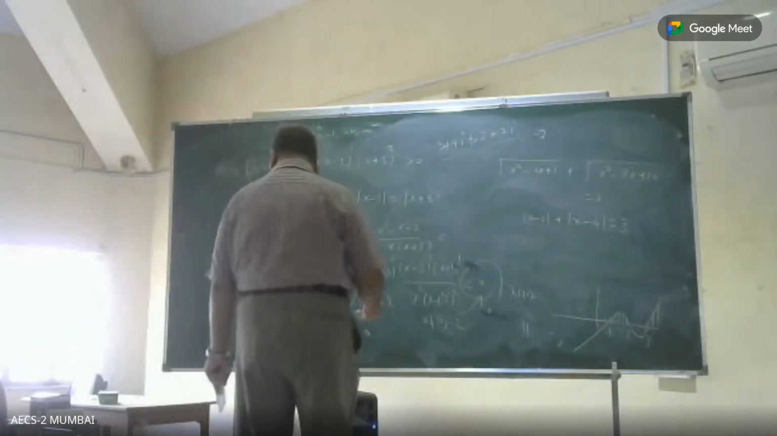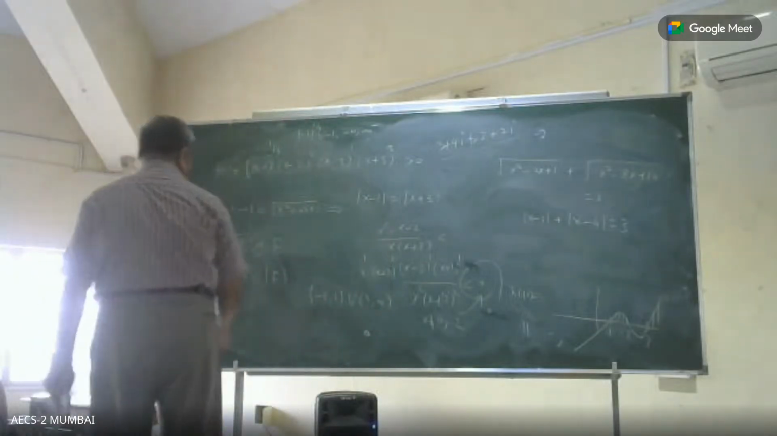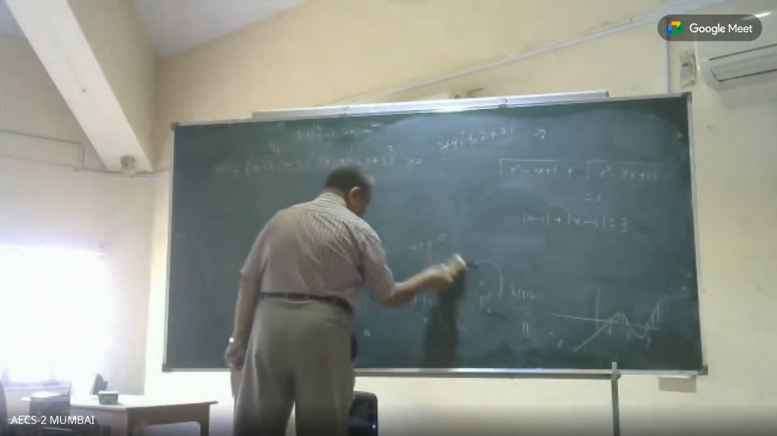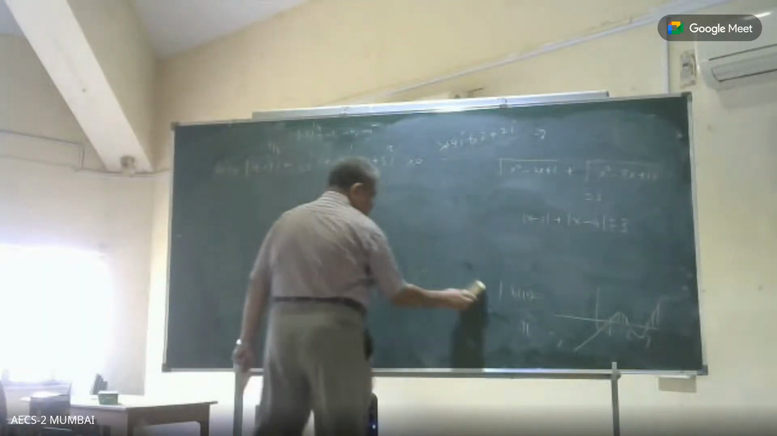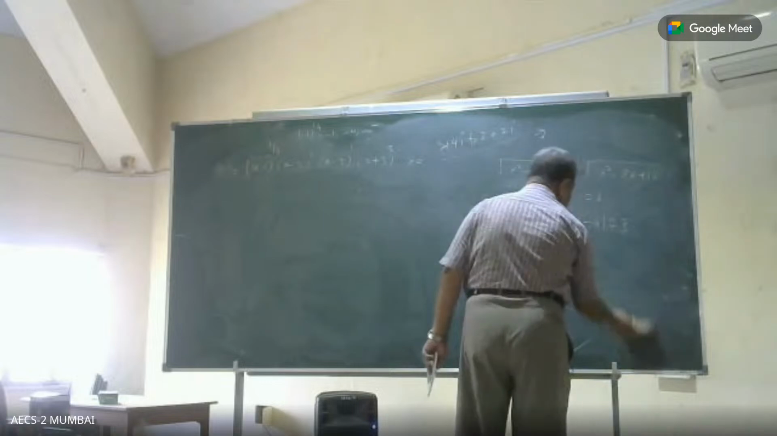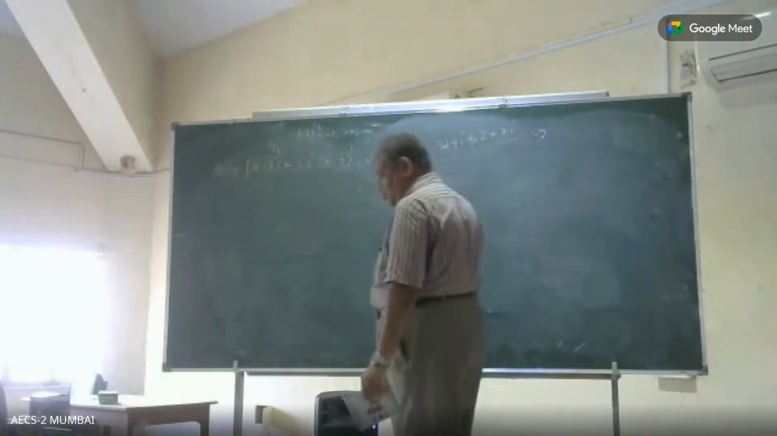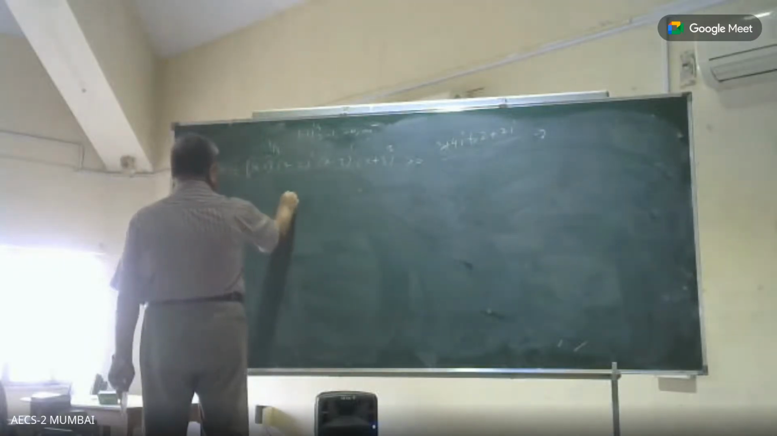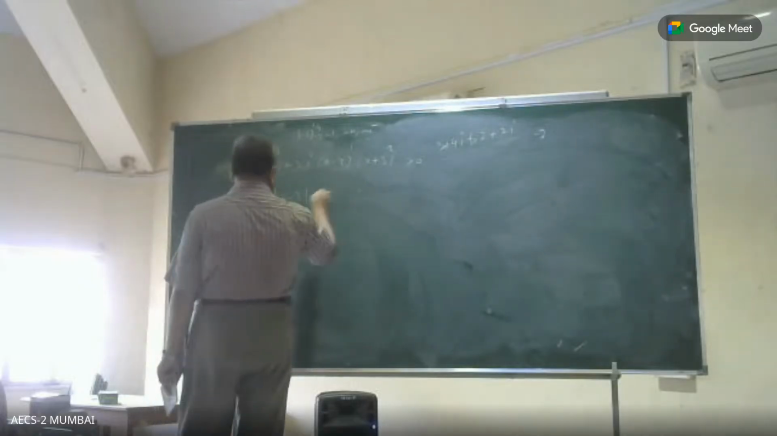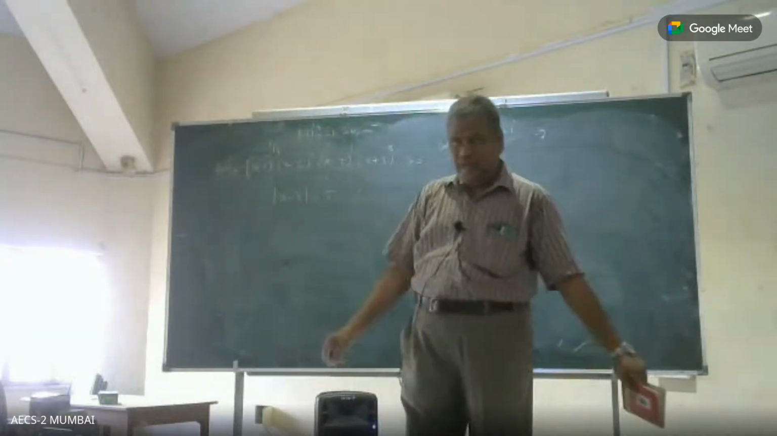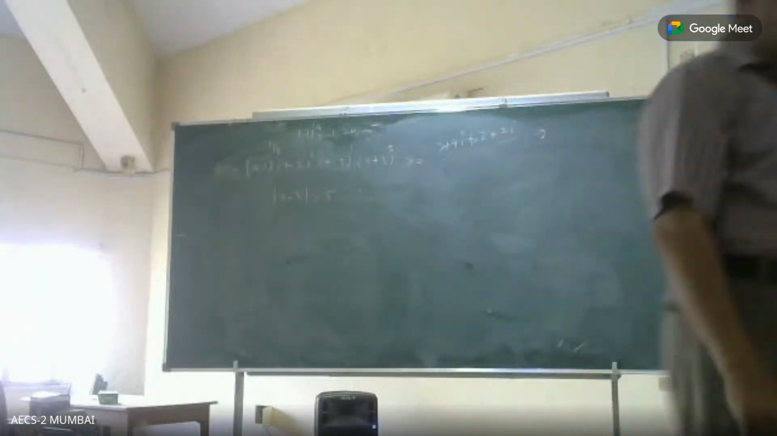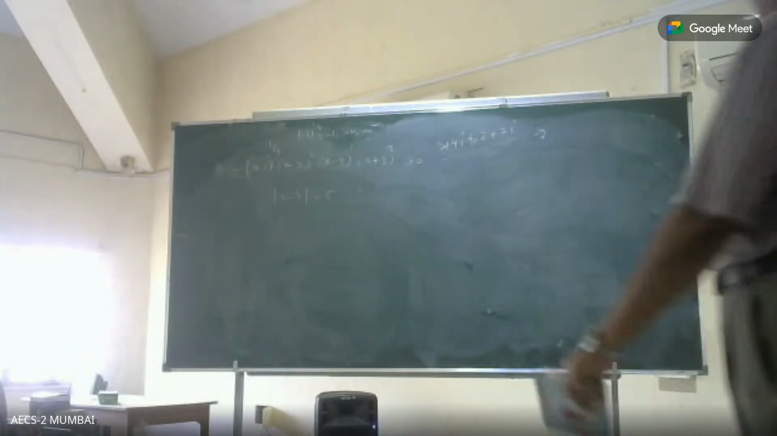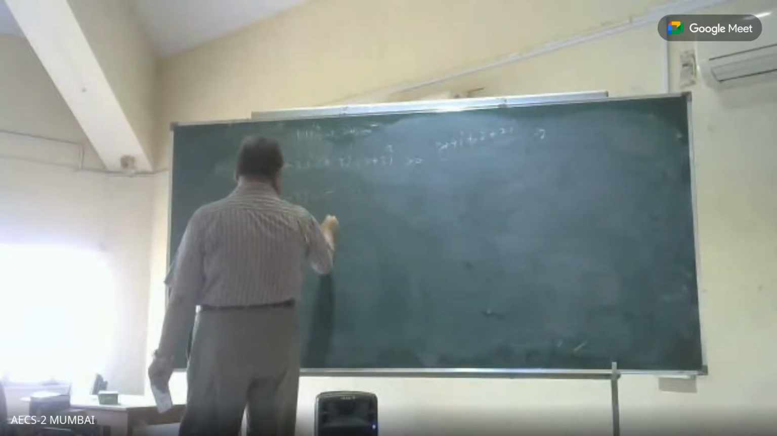Okay, now let us see this. Now let us do this thing: inequations and mod sign. Solve this: mod of x minus 3 is greater than 5. x is greater than 8, or x is less than minus 2.